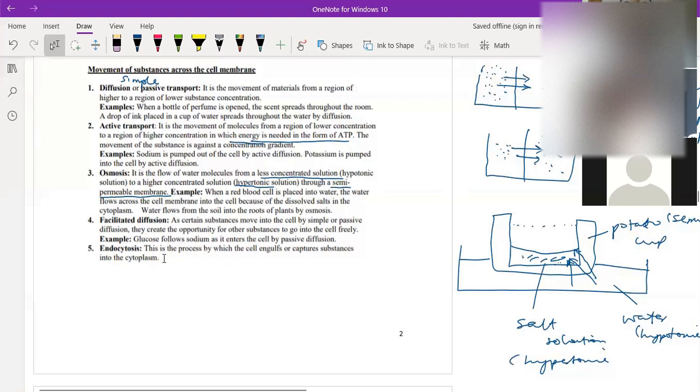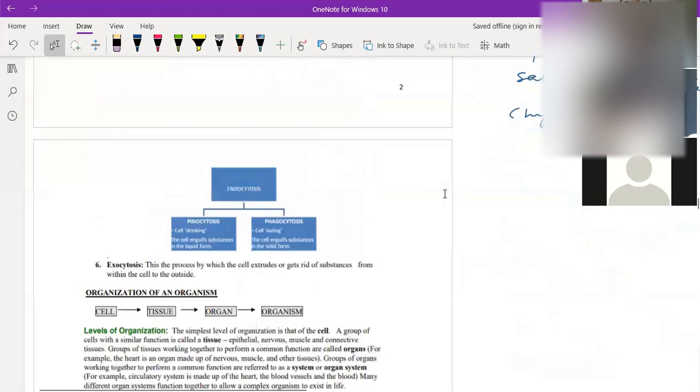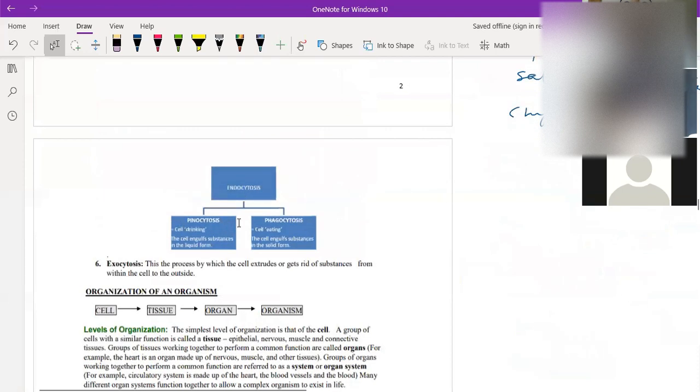And then the last one is endocytosis. Endocytosis is a process by which the cell engulfs or captures substances into the cytoplasm, right? And there are two types of endocytosis. So let's go quickly over that one. We have what we call pinocytosis, and phagocytosis, two types.